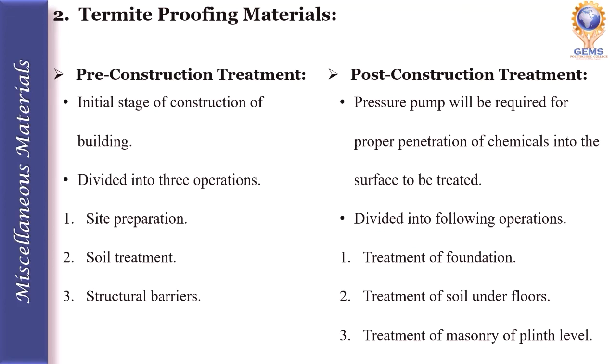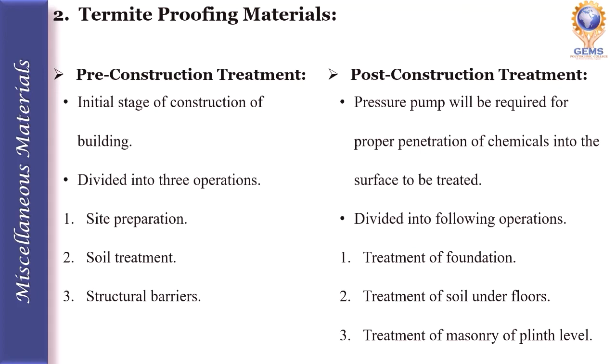The third one is structural barriers. At the plinth level, we provide a structure to prevent the termites from entering the building. Mostly the structural barriers will be a cement concrete layer or a non-corrodible metal sheet of copper or galvanized iron. Next is the post-construction treatment.